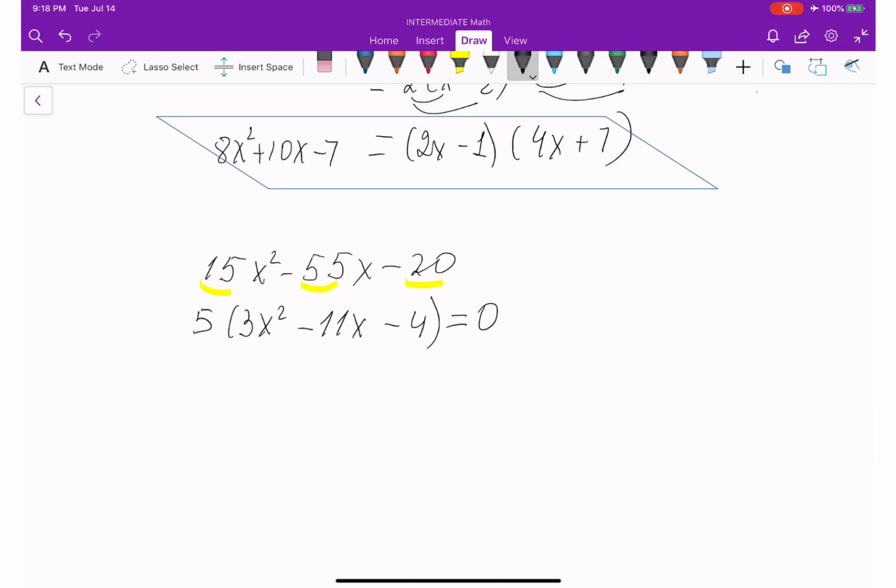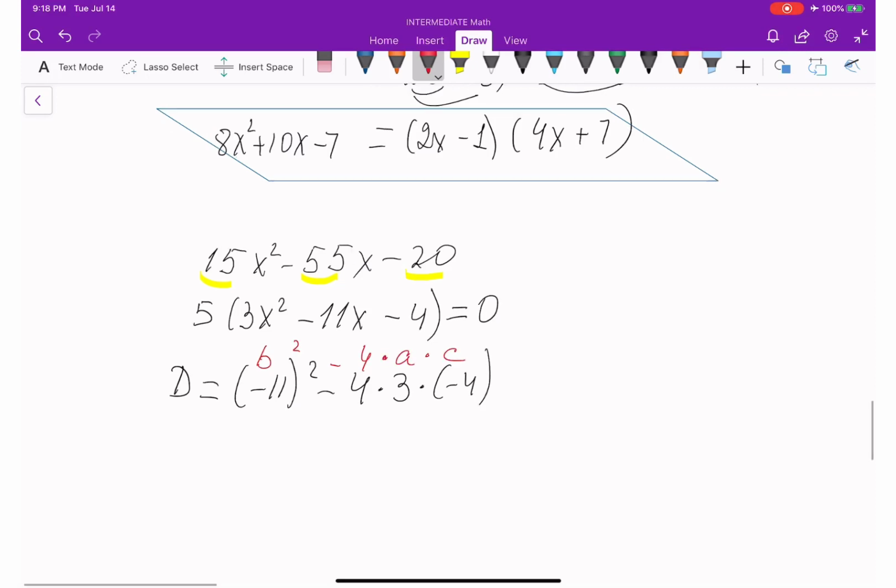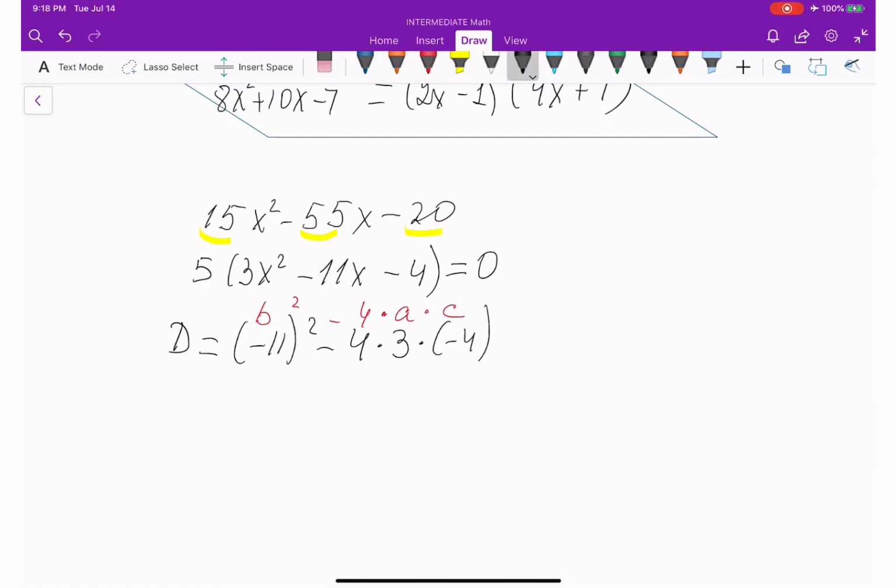The rest is what we are familiar with. So the discriminant is equal to negative 11 squared minus 4ac. A is 3 and c is negative 4, right? This is b squared minus 4 times a times c. This is equal to 121 plus 48. It's going to be equal to 169.